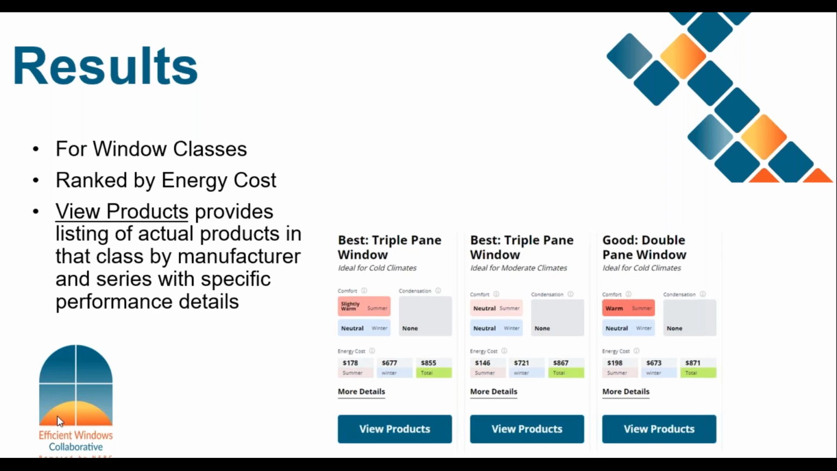When you hit view products, you'll get your listing of the actual products in that class by manufacturer and series, as Jessica has already shown, and that will have the specific U-factor, solar heat gain, and VT performance details of the individual product that was selected.